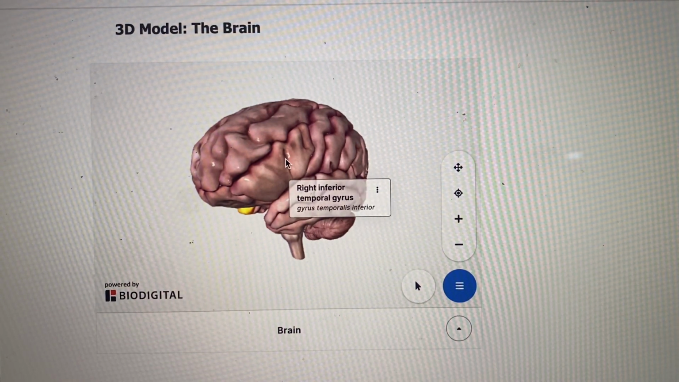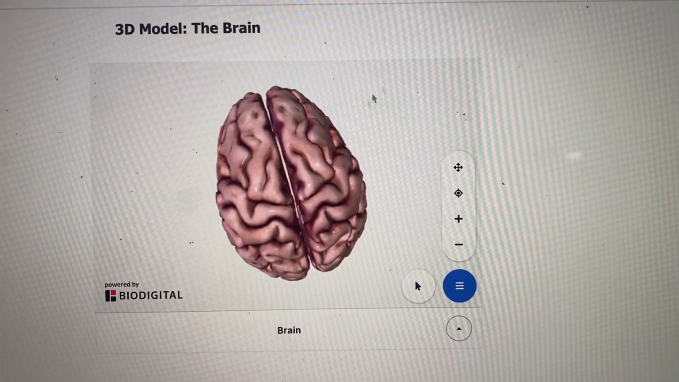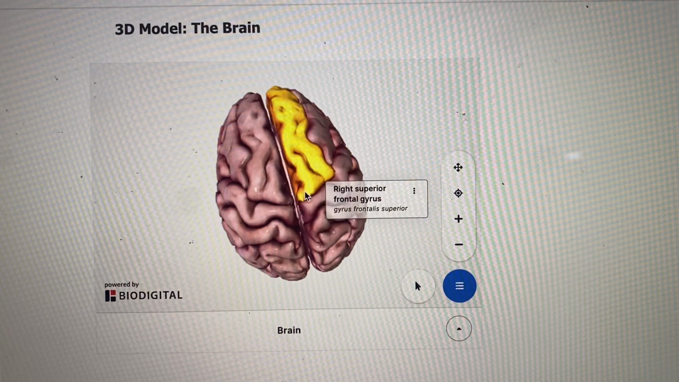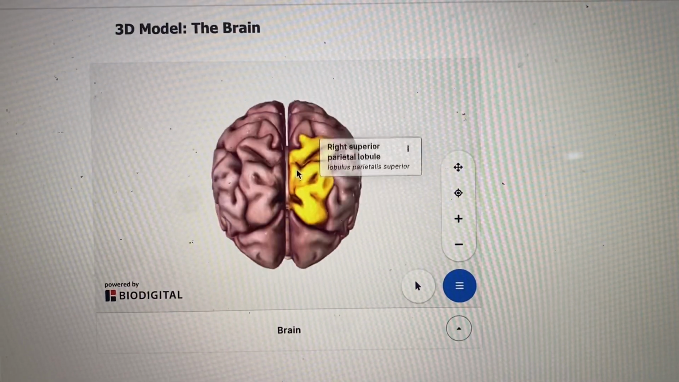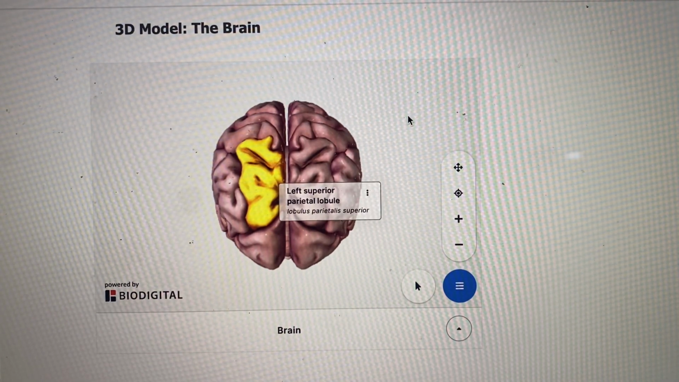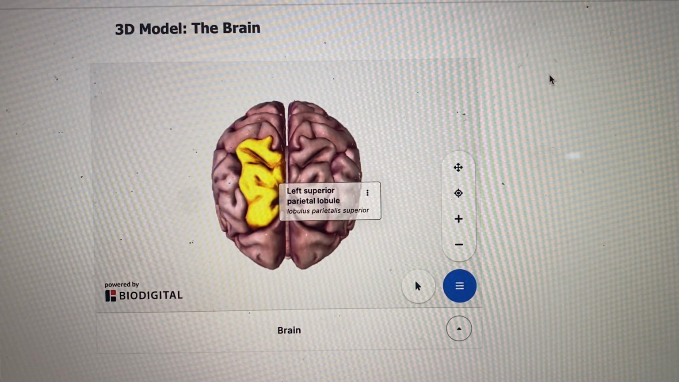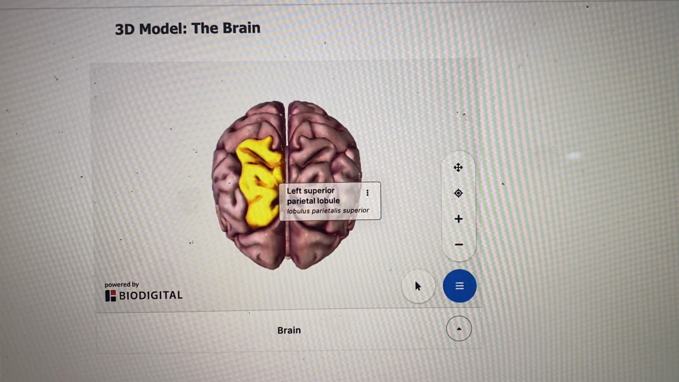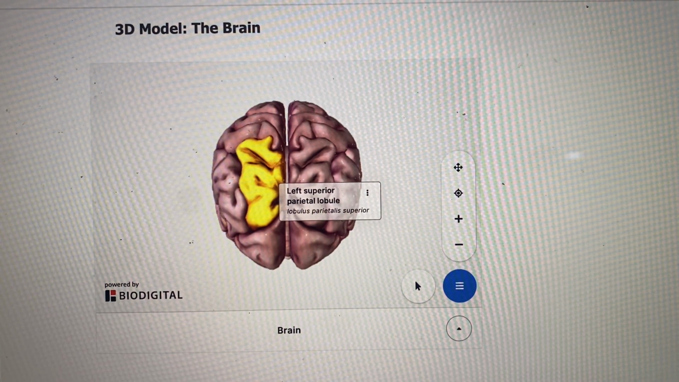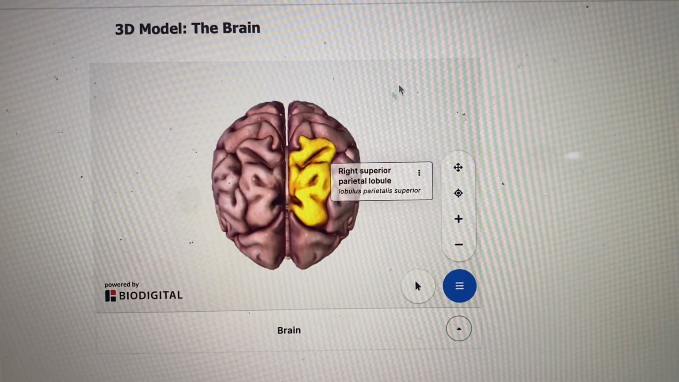Next is the parietal bones. So we have the right parietal lobe and the left parietal lobe. And these help form the roof of the cranium. It helps protect the brain, and it helps in the processing of somatosensory information such as touch, pain, and temperature. The parietal lobes.